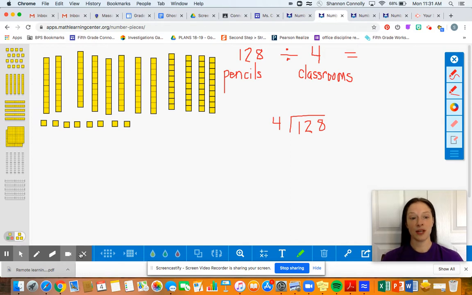Okay, so next example, we have 128 pencils, and we are dividing these pencils equally between 4 classrooms. So again, I want to make 4 equal groups. And what are we looking for? How many pencils does each classroom get? So how many will be in each group? Okay, so let's get started.